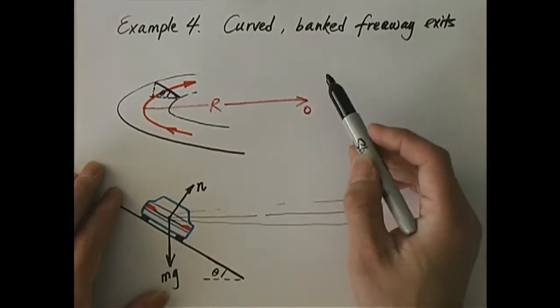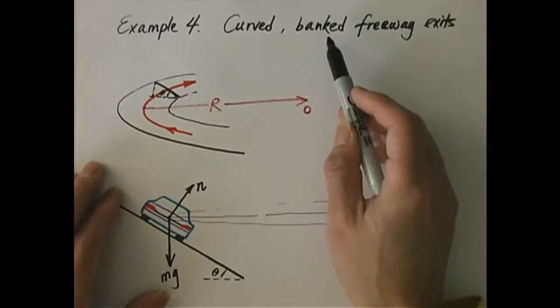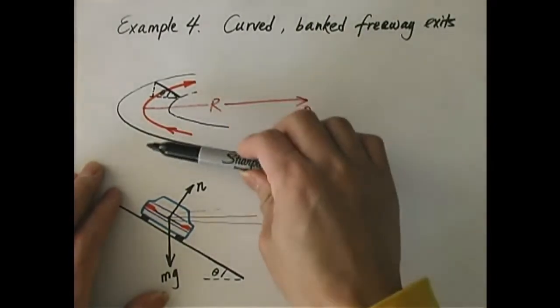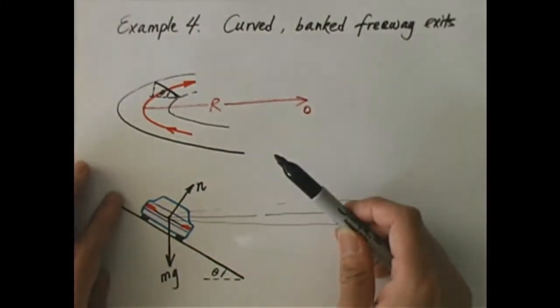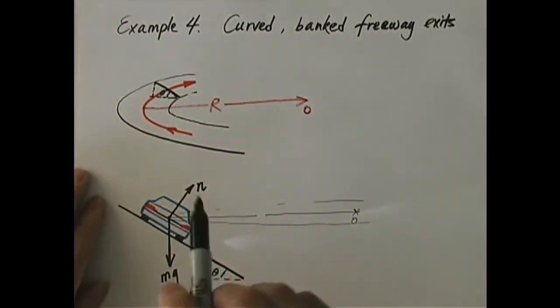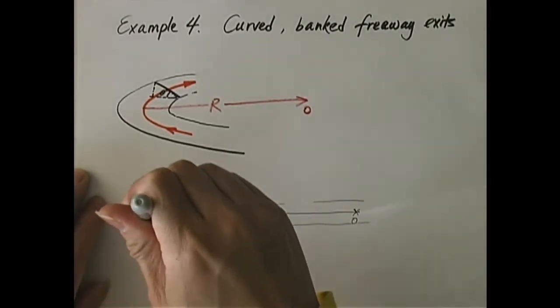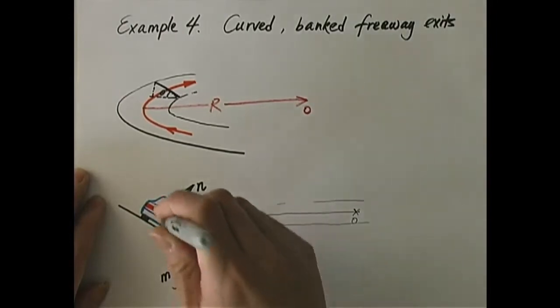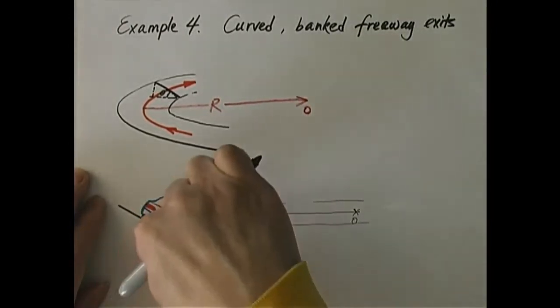Okay, and so the ramp is curved, but the ramp is also typically banked, which means the road is inclined. It's not horizontal. Let's look at what happens. Here is a rear end view of the car. So the car is going into the paper, and we're looking at it from behind. So the car moves in like this.